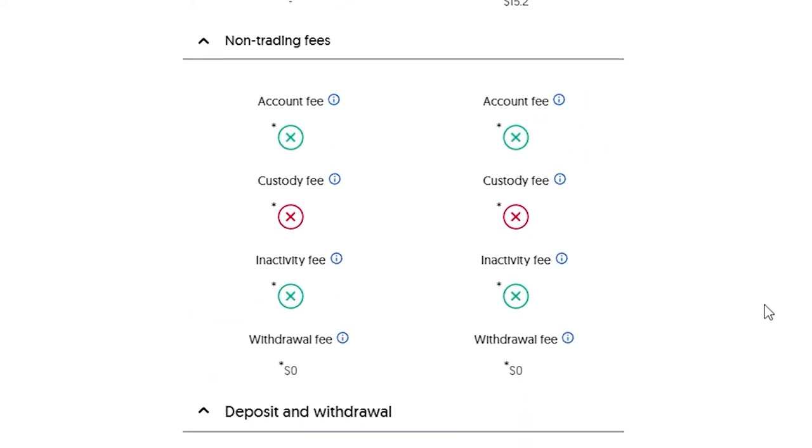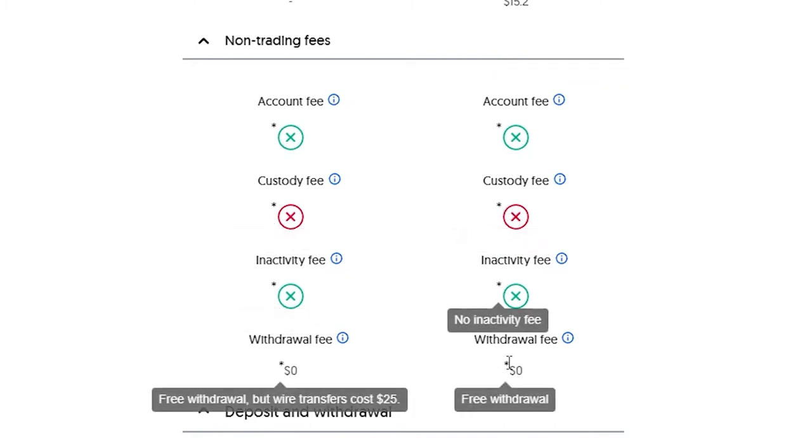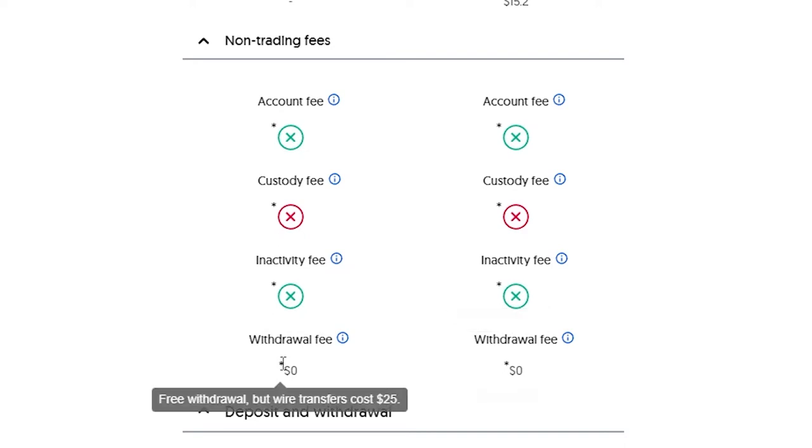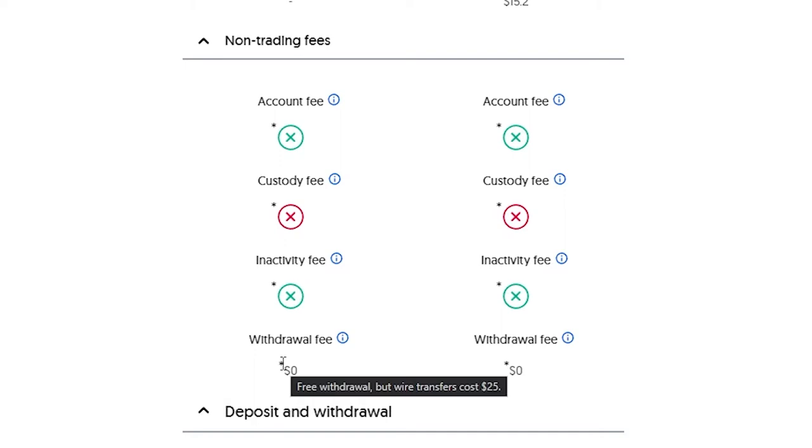Next, we can take a look at the non-trading fees, and this looks pretty good to see right here. We can see neither of these brokers charges an account fee, no custody fee, no inactivity fee, and no withdrawal fee. Actually, there is a slight withdrawal fee on Charles Schwab. So free withdrawals, but wire transfers cost $25. So as long as you aren't wire transferring, then that is all completely free on both of these brokers.